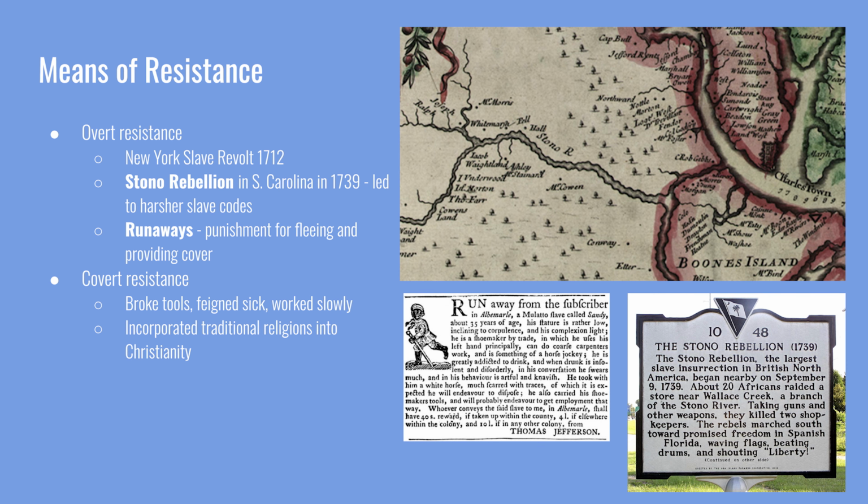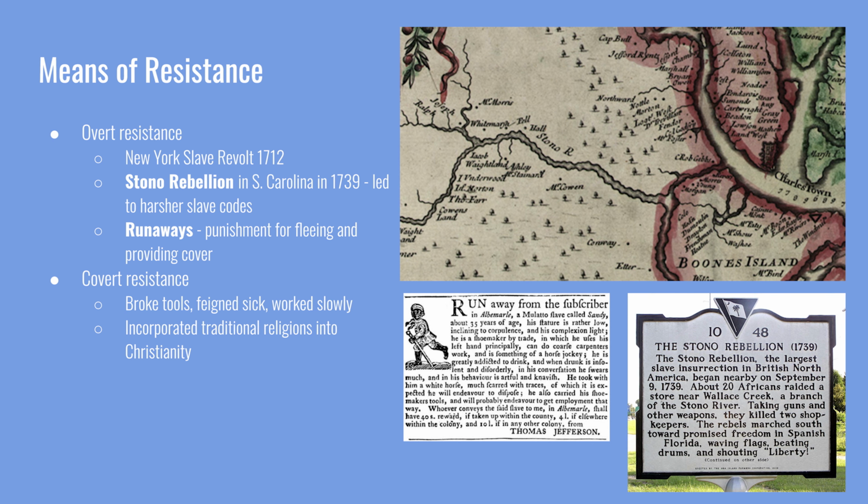They also had instances of overt resistance in which they publicly tried to resist slavery. There were slave revolts in New York in 1712 and then the Stono Rebellion in 1739. These were instances in which enslaved people tried to take up arms against their enslavers, though they both failed and resulted in harsher slave codes and more restrictions against enslaved people in those areas.